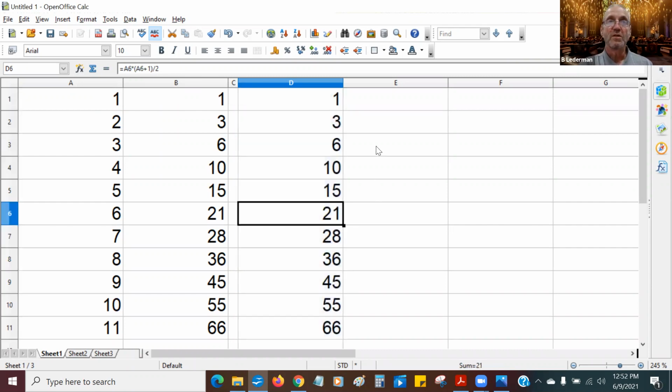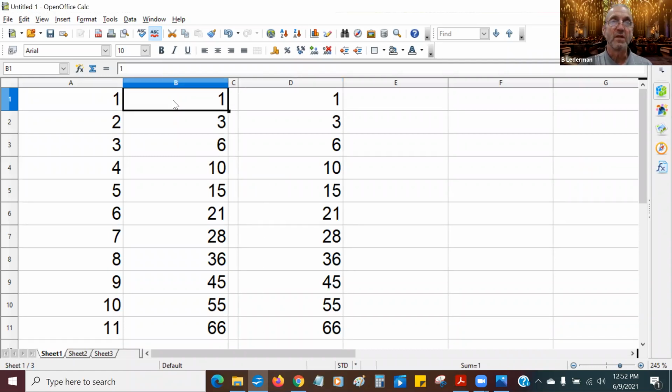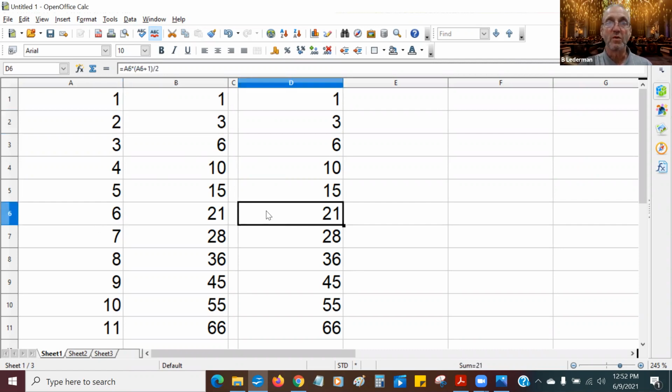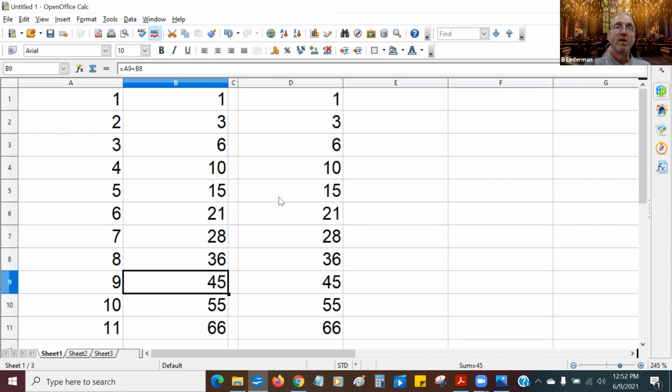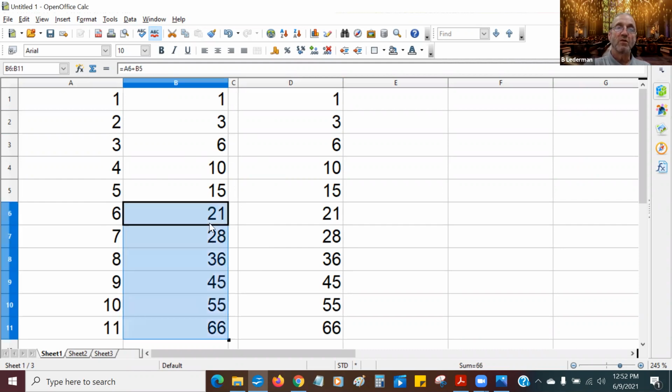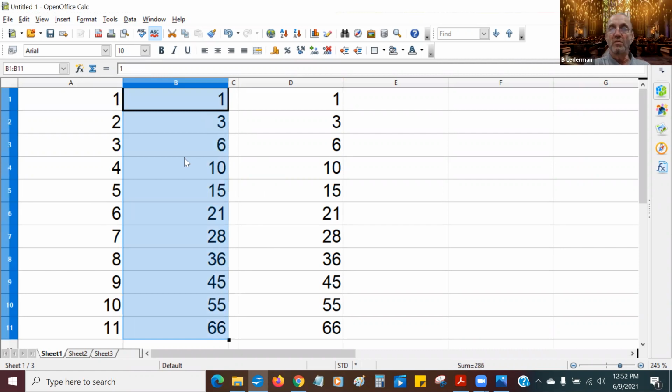We got the exact same numbers. So this column here, column D, is n times n plus 1 divided by 2. And column B is adding up the sum of the n numbers. So we see that these two columns, 21, 21, 66, 66, wind up being exactly the same number. By the way, these numbers are referred to as triangular numbers. I'll let you figure out the geometry of why that is, but they're called triangular numbers.